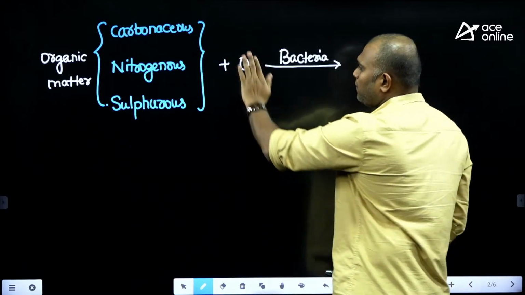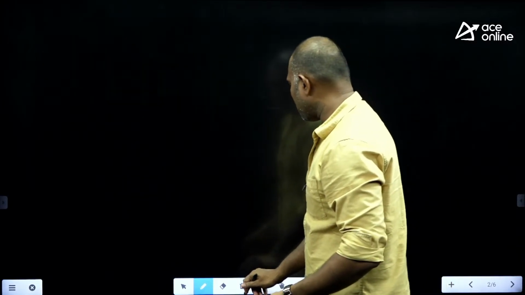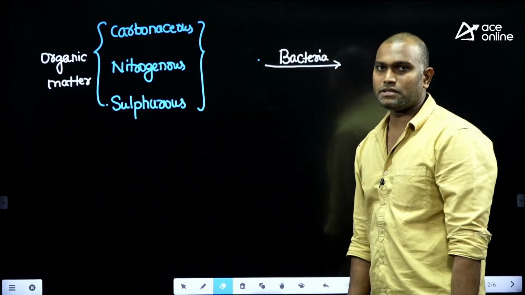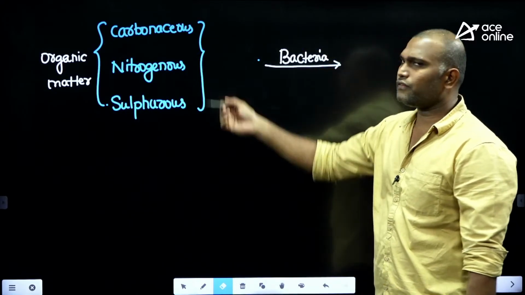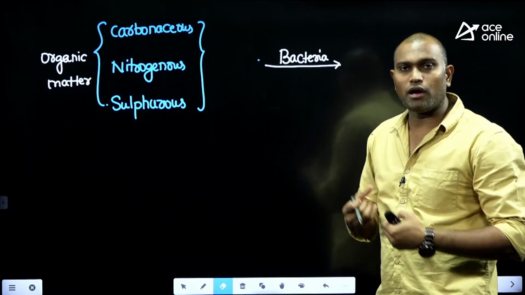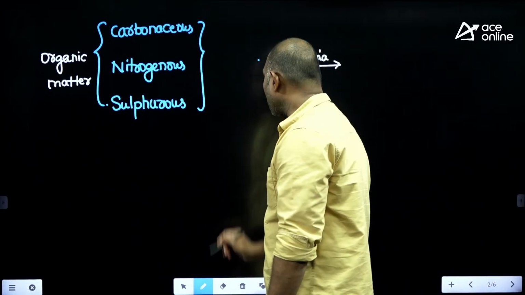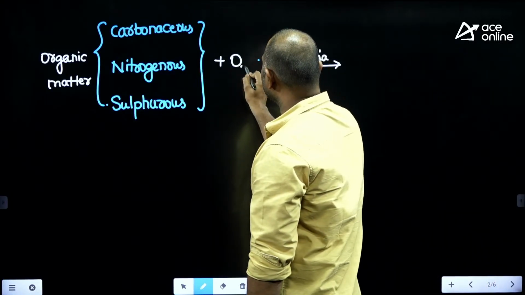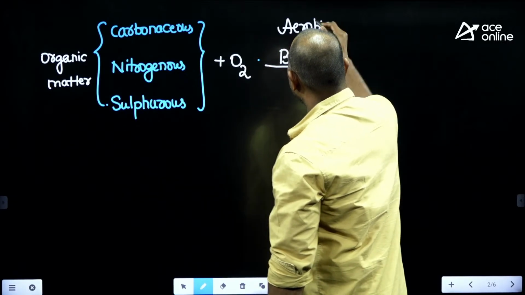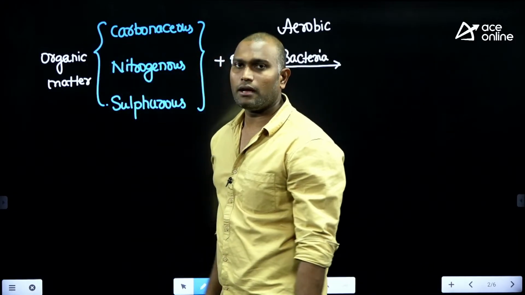Oxygen. Suppose there is no oxygen, will any chemical reaction happen? No. Just bacteria and food doesn't do it. Bacteria has to consume oxygen first. Which bacteria, sir? Aerobic bacteria. So the aerobic bacteria consume oxygen and decompose the organic matter.